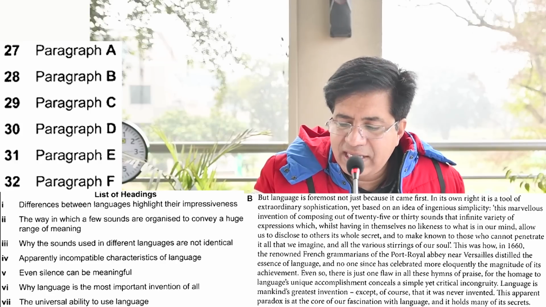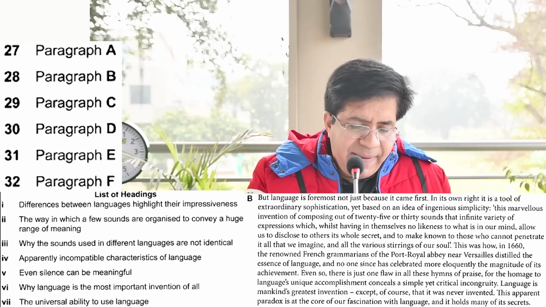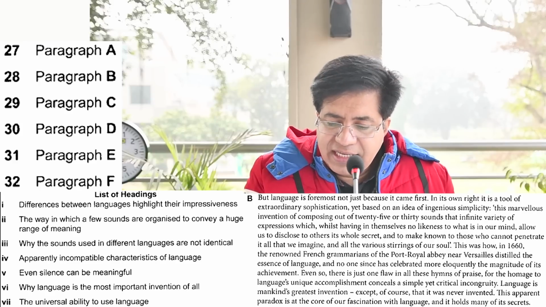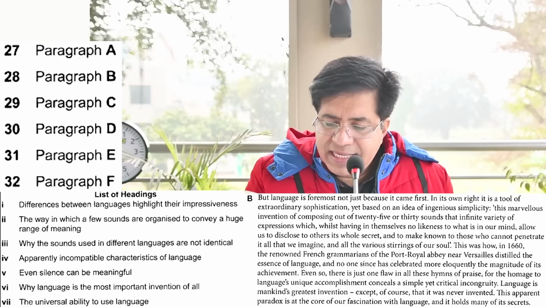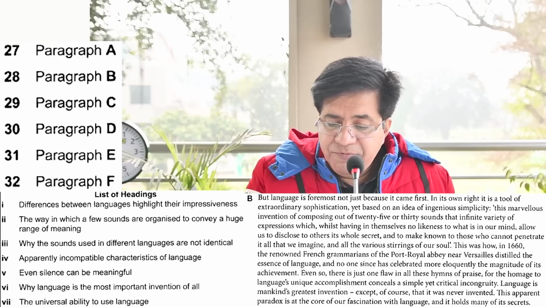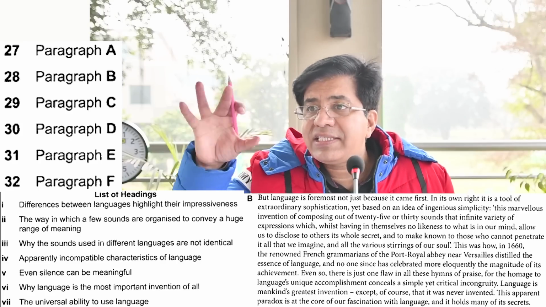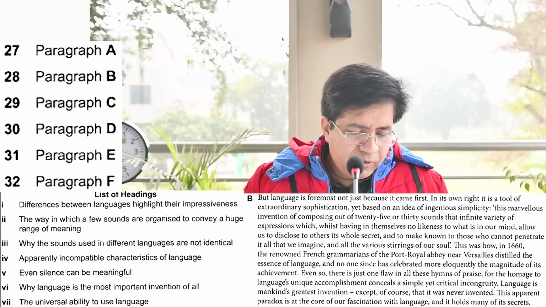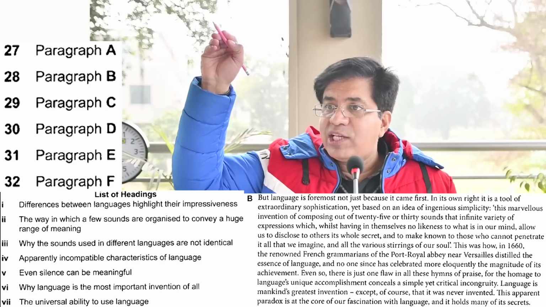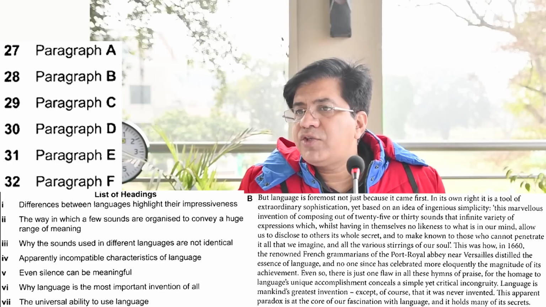Now go on and find something to match with that. Apparently incompatible characteristics of language. What is that? I'm reading it again: 25 or 30 sounds, that infinite variety of expressions, which whilst having in themselves no likeness. No likeness means they are not alike, not compatible. So for question number 28, the answer is heading number 4, and you will write IV as 4. Now please cross 4 as well, just cross number 4 so that you are not going to read it again.